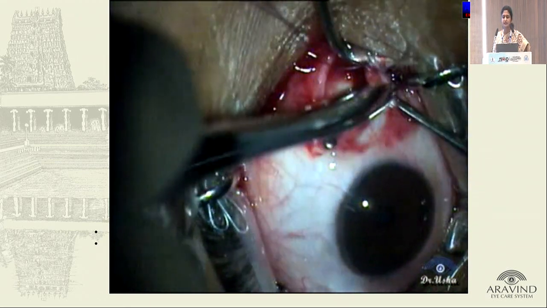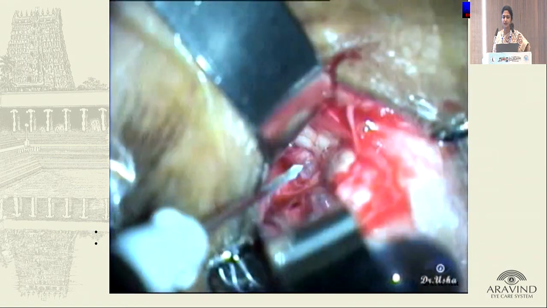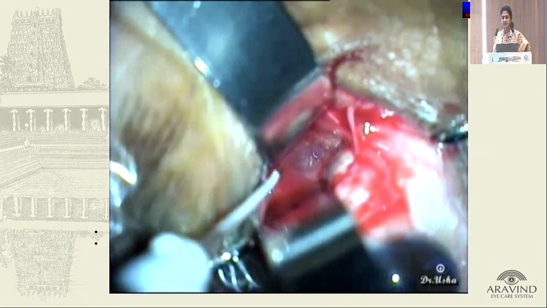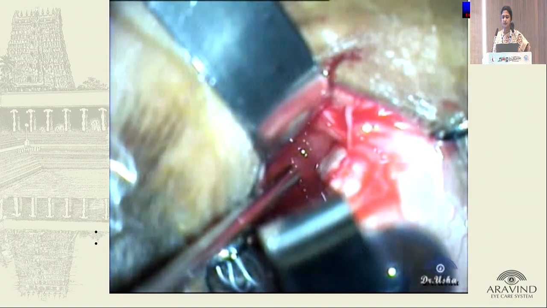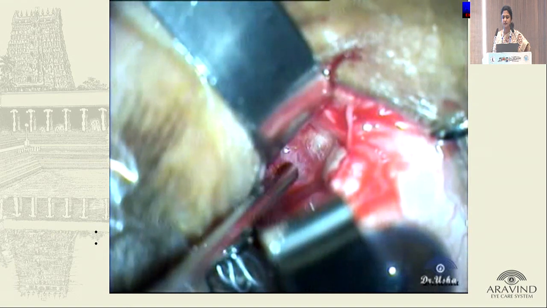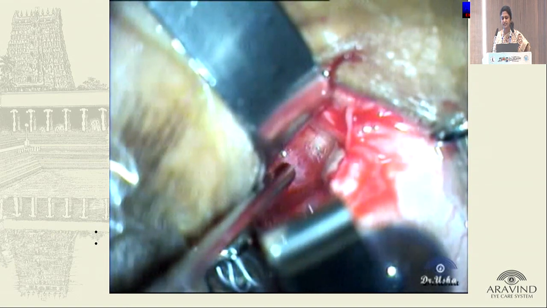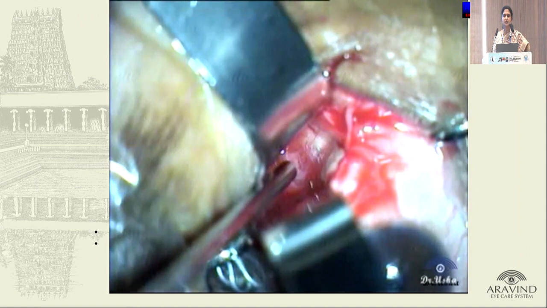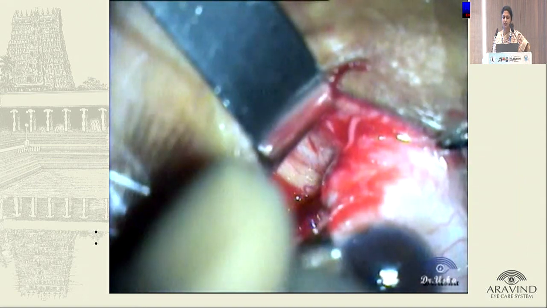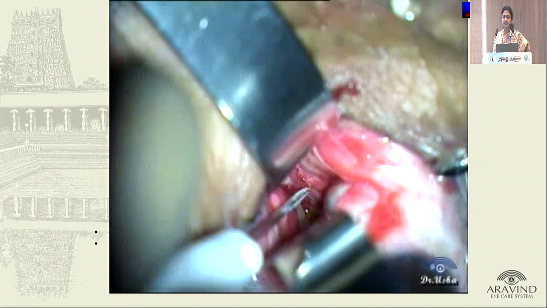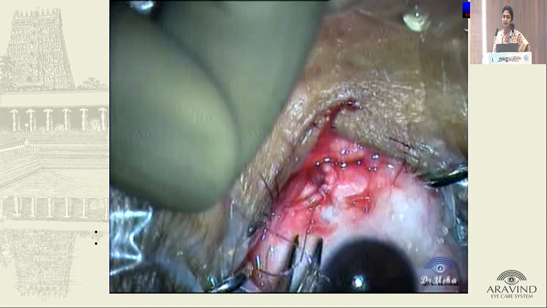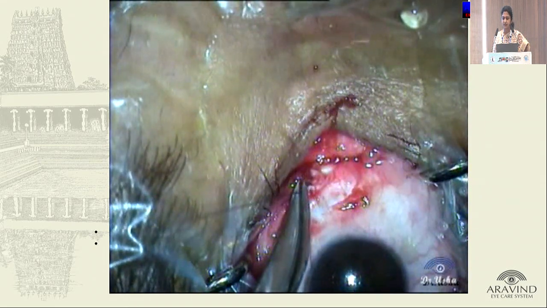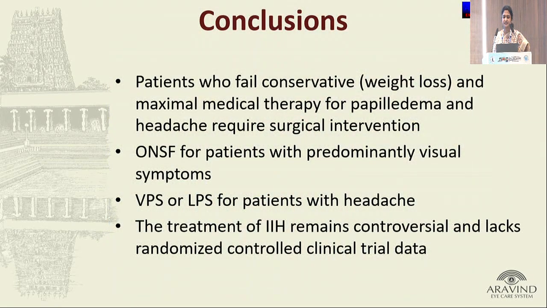Now again, I'm trying to show another case where we went ahead and did the release of the fluid, and you can see the opening as well. But that's not adequate, so you need to make multiple nicks and connect them all. So if we keep making the multiple nicks, you'll almost have a very good window made, and you reattach. You can even avoid disinserting the medial rectus muscle.